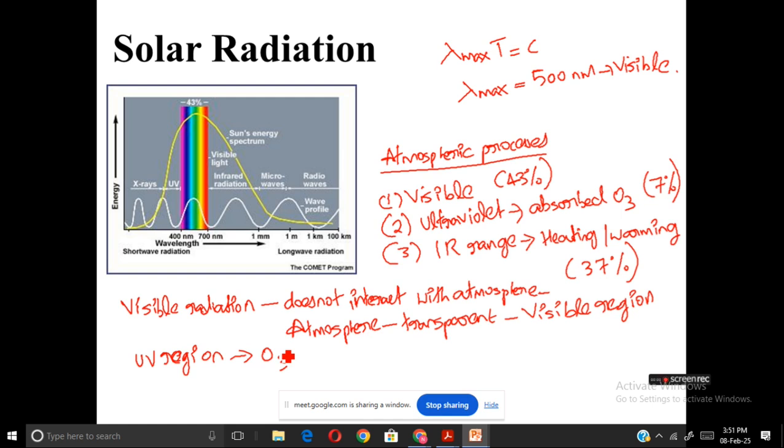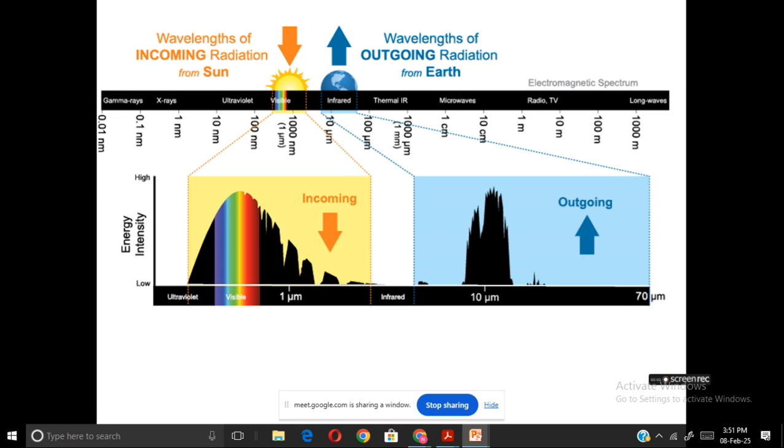So the atmospheric gases are mostly transparent to the visible region of the spectrum and also some part of the infrared region, and the UV region is basically absorbed by the ozone. So all other radiation, except the UV absorbed by the ozone, which falls in the other regions of the spectrum, reaches the surface without interacting with the atmosphere.